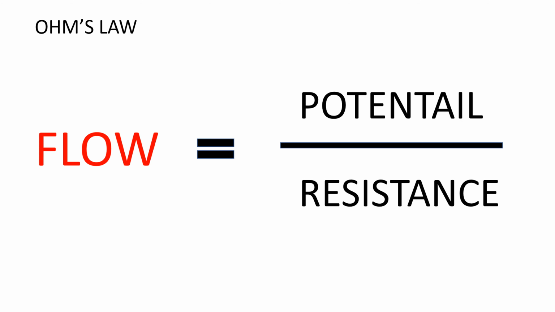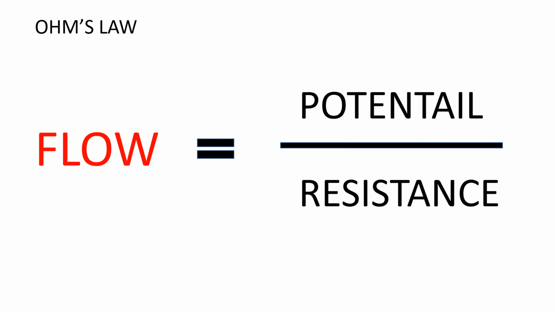Okay, so now we understand cardiac output, blood pressure, and resistance. But what about blood flow? The relationship between potential, flow, and resistance is described by Ohm's law, where flow is equal to potential divided by resistance. Flow is created by a potential difference. Flow is limited by resistance.